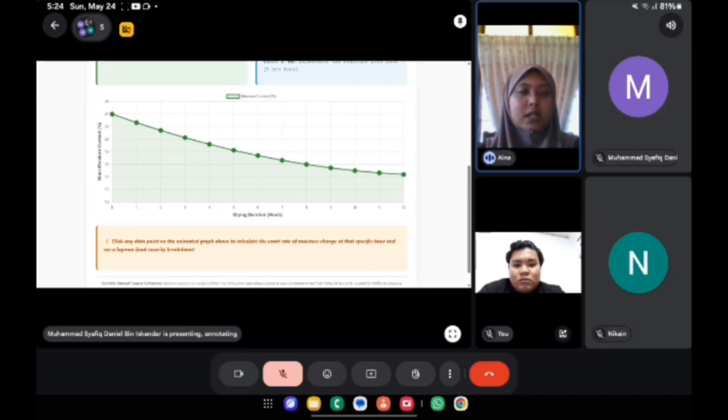Ultimately, optimizing this curve means securing our national rice supply and ensuring stable post-harvest management.